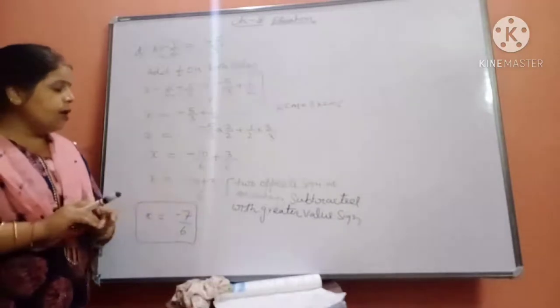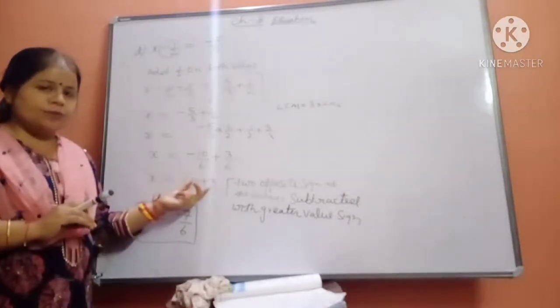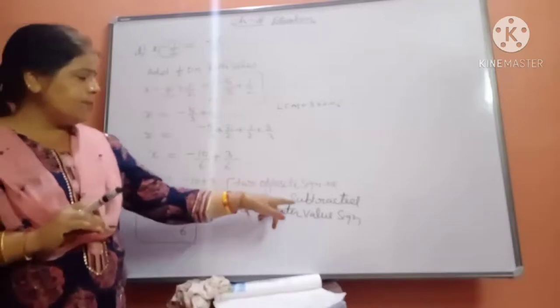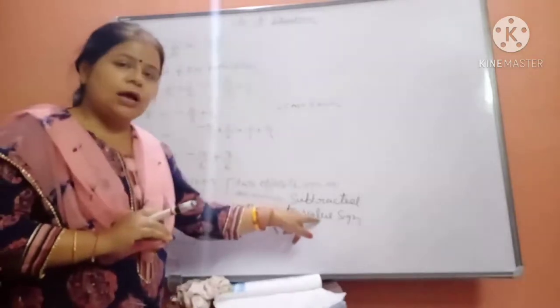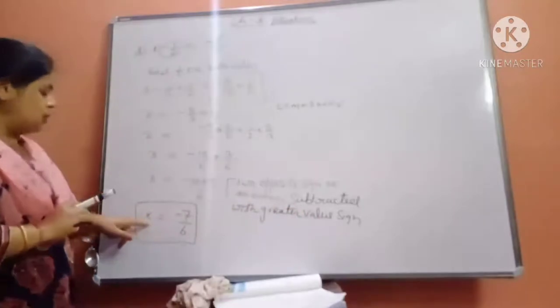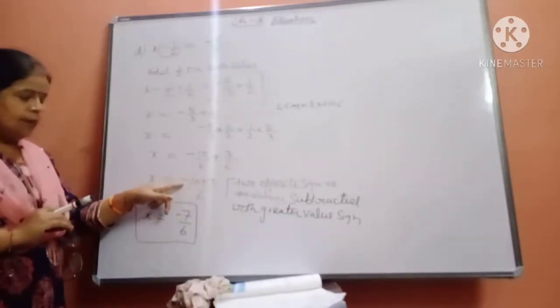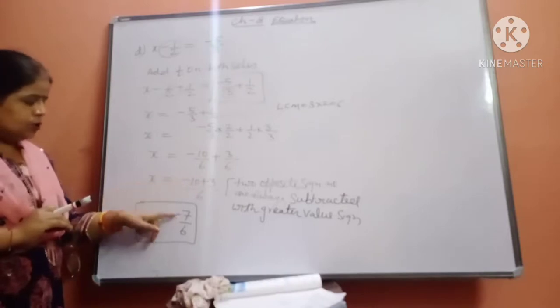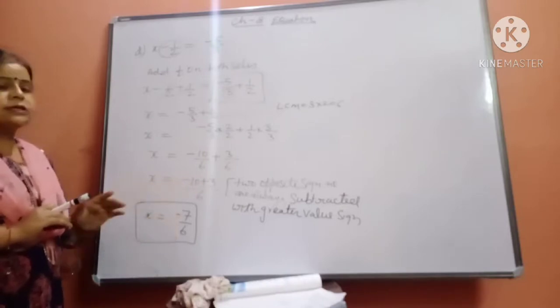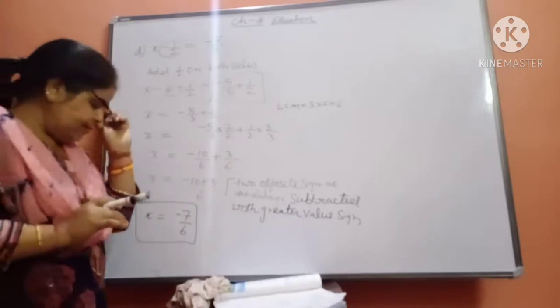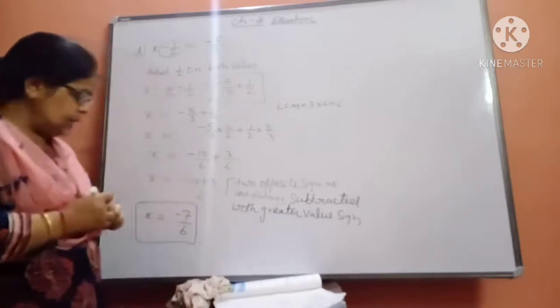And here you will apply the rule of integers. Two opposite sign numbers are always subtracted with the greater value sign. So x is equal to, beta, subtract: 10 minus 3 is 7. The greater number has what sign? Minus. So it will be minus 7/6. In this way we will get the answer. Okay beta, so see part E.